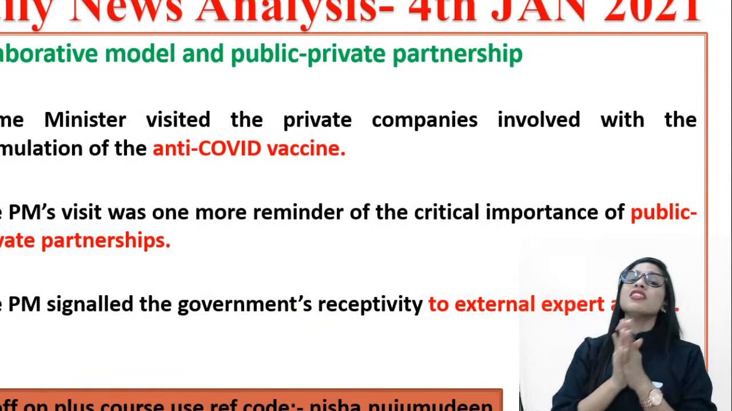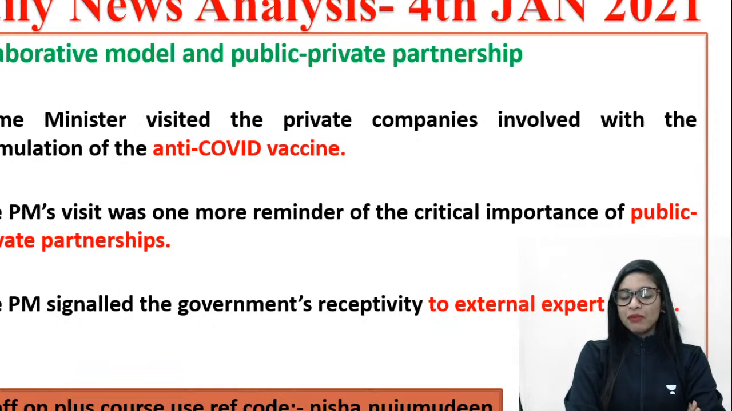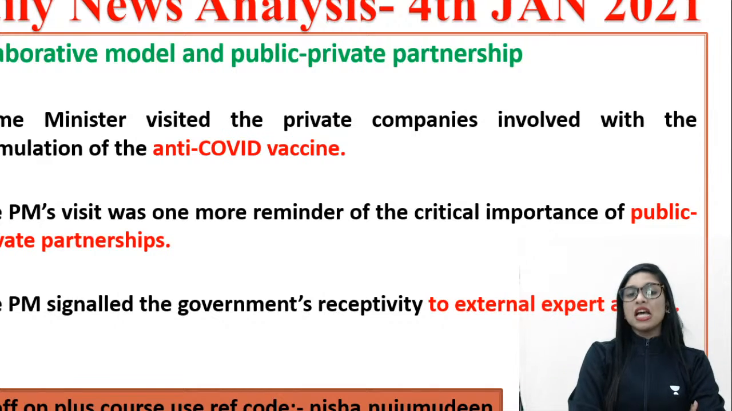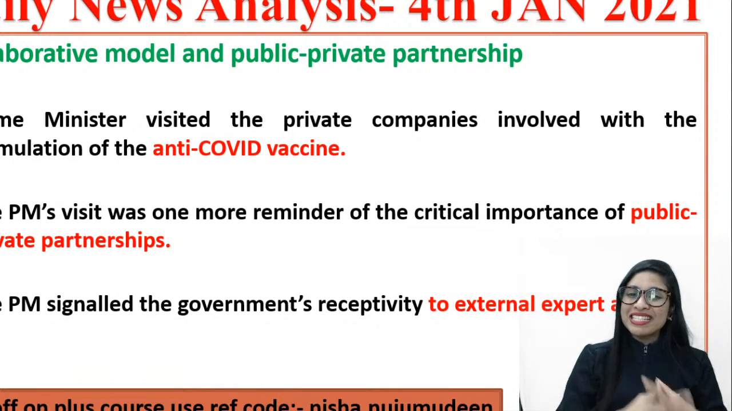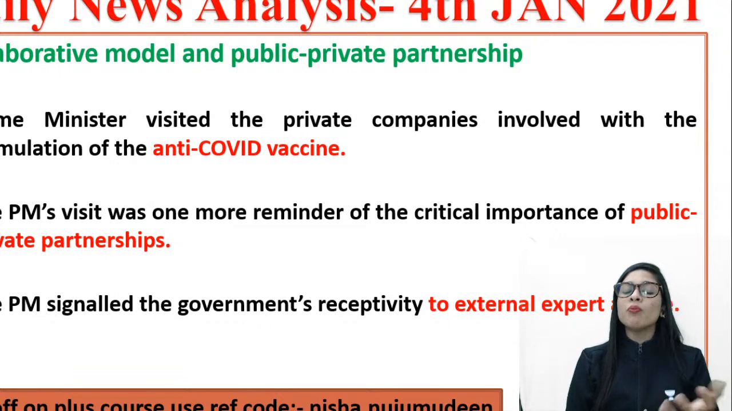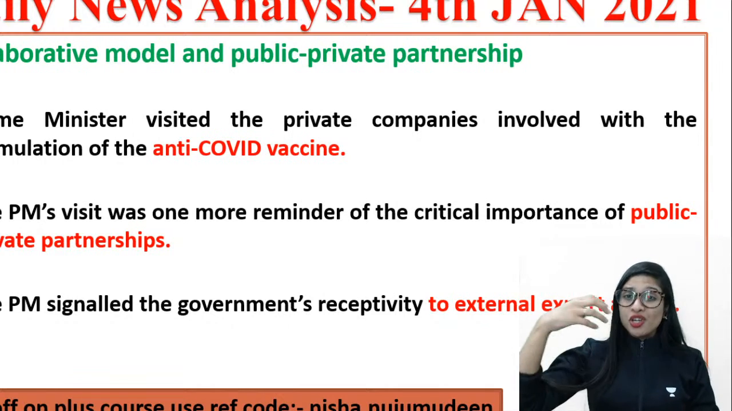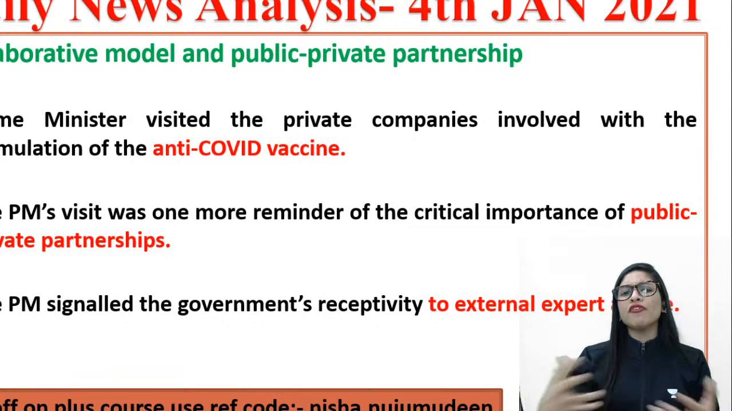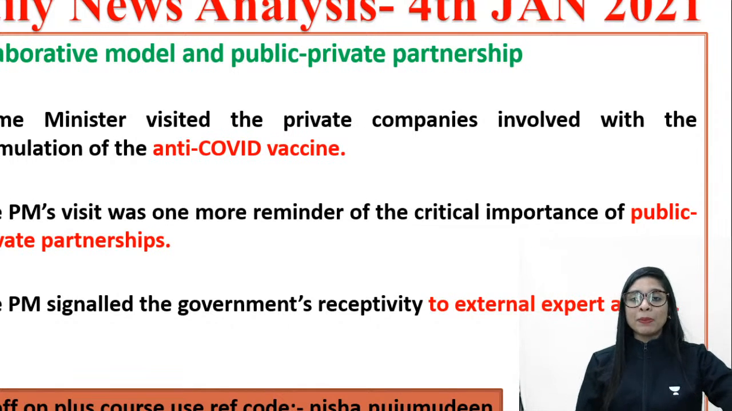Now, under this particular topic, the first subheading is the collaborative model and your PPP, that is the public-private partnership model. The PM visited all the private companies because he wanted to make a point that the formulation of this anti-COVID vaccine is on the right track. When the PM himself visited all these companies, it was one more reminder of the importance of the triple P concept, public-private partnership. We know that even today, be it your railways, a sector which had a monopoly for a very long period of time, even that sector is coming under public-private partnership these days.